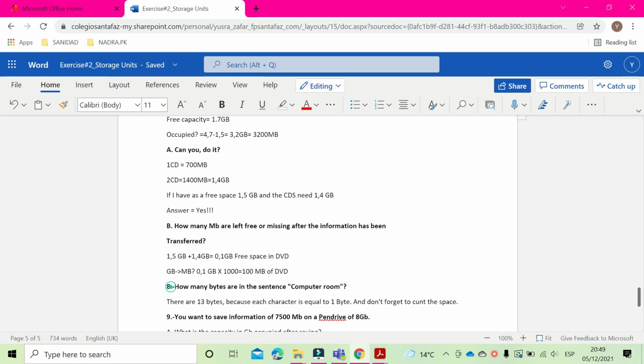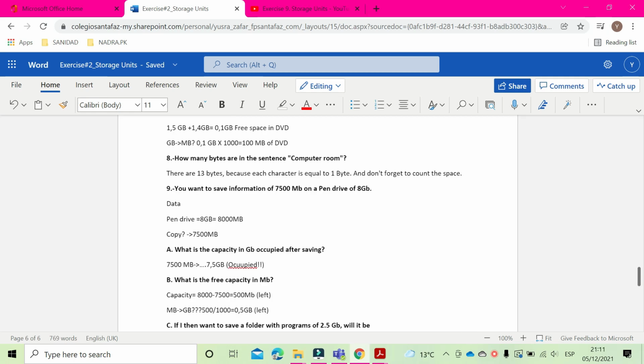And the next question is, how many bytes are there in the sentence "computer room"? There are 13 bytes because each character is equal to 1 byte. And don't forget to count the space. We always have to count the space.